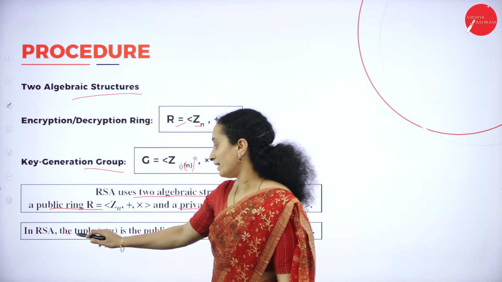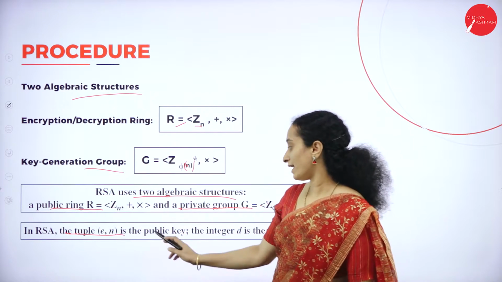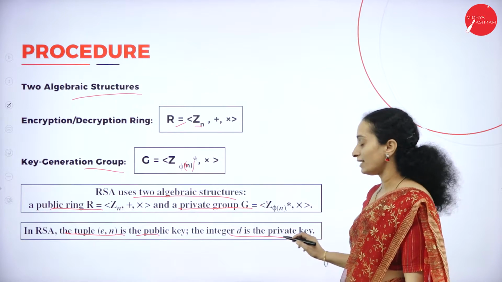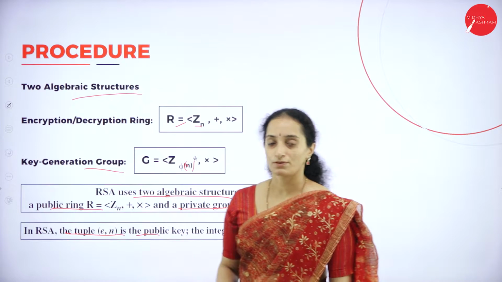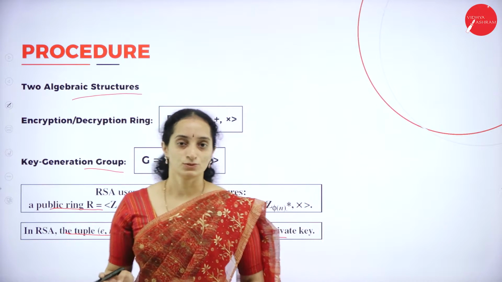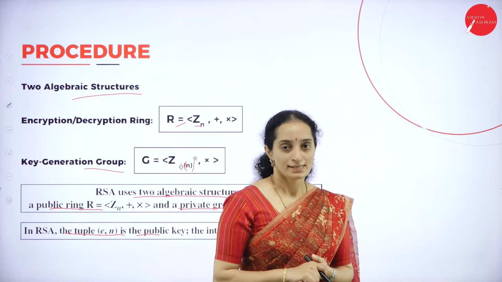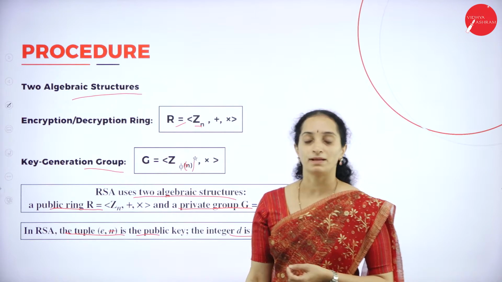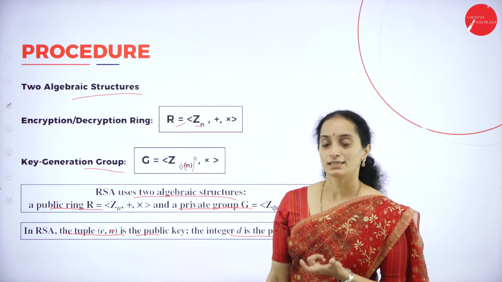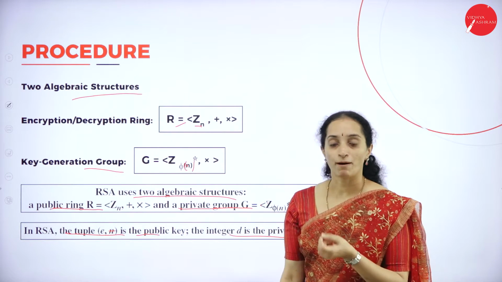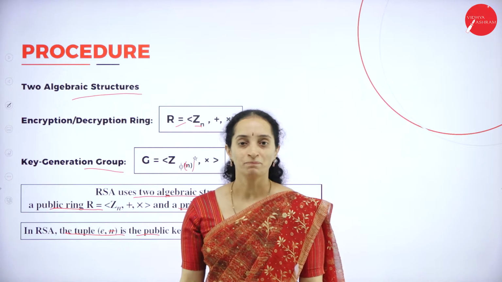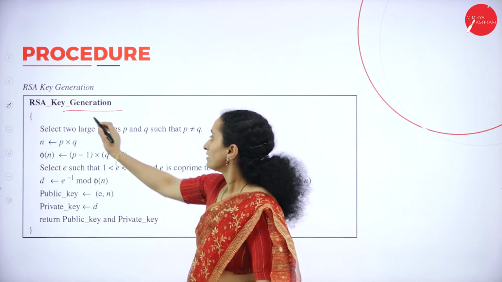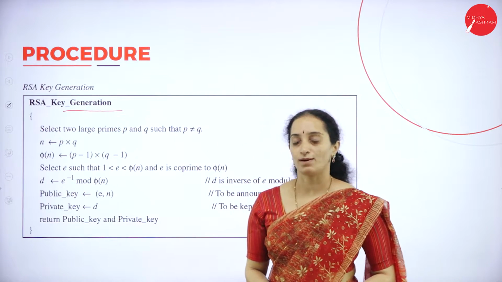Okay, in RSA, the tuple E and n is the public key, whereas the integer D is the private key. So D is used with the ciphertext to get the plain text, whereas the tuple E and n from the set are used as the public key to encrypt the plain text. Here we have the RSA key generation algorithm.